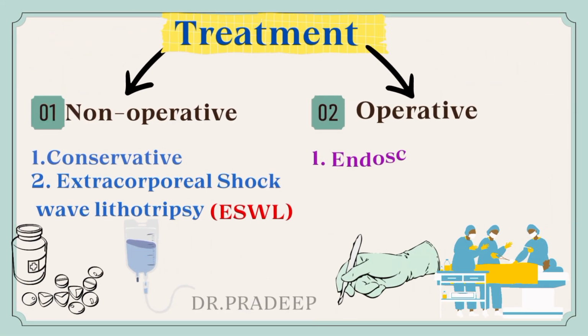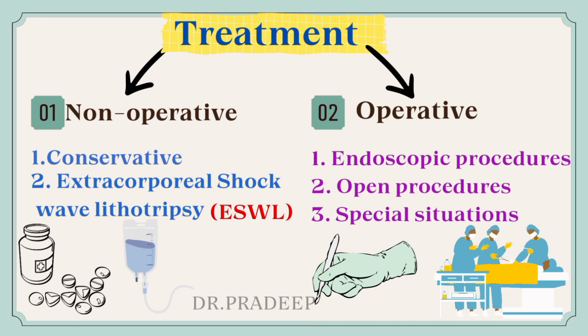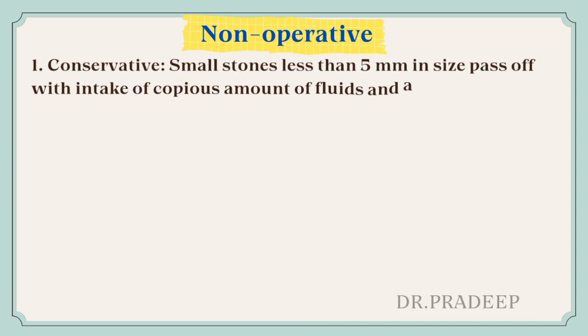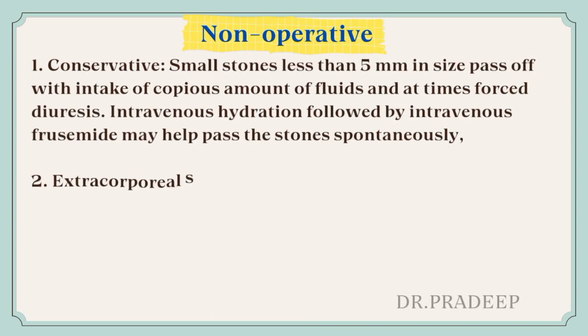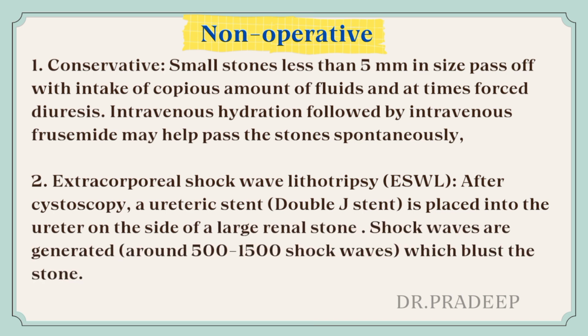Treatment. The treatment of renal stones can be divided into non-operative treatment and operative treatment. Non-operative includes conservative and extracorporeal shock wave lithotripsy, ESWL. And operative includes endoscopic procedures, open procedures, and special situations. 1. Non-operative treatment. First, conservative: small stones less than 5 mm in size pass off with intake of copious amount of fluids and at times forced diuretics. Intravenous hydration followed by intravenous furosemide may help pass the stones spontaneously.